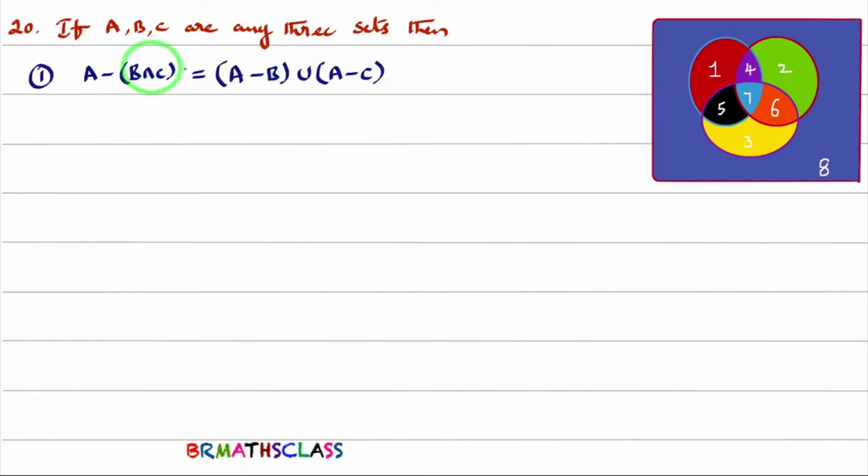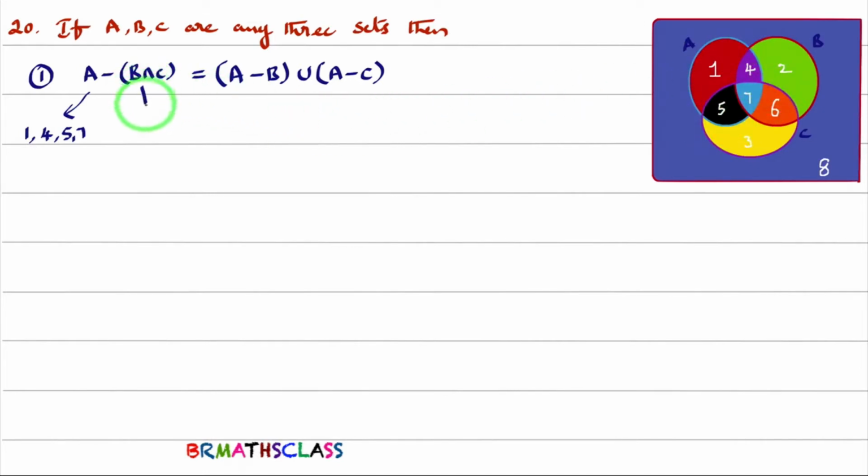I will try to explain this result by using this Venn diagram. You see here what is A. You observe this diagram. This is A, and this is B, this is set C. What is A? Which part is A here? The A part is 1, 4, 5, 7. That is A. It can be understood easily. This part is set A.